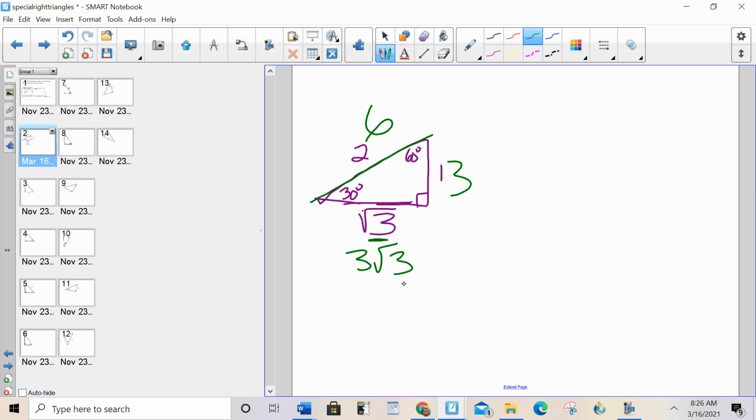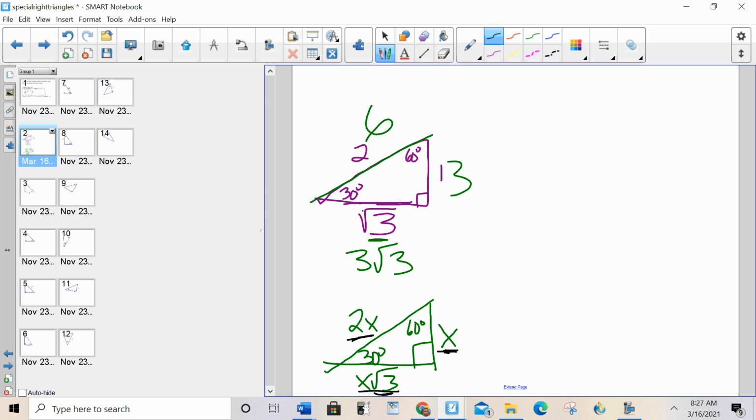So what I come up with, and this is what's on the reference sheet for the 30, 60, 90, is the small side is x, the big side is 2x, and then the long leg is x rad 3. And basically what that means is the small leg is half of the hypotenuse, or the hypotenuse is double the small leg, and then the large leg is the same as the small leg with the radical 3 tacked on.